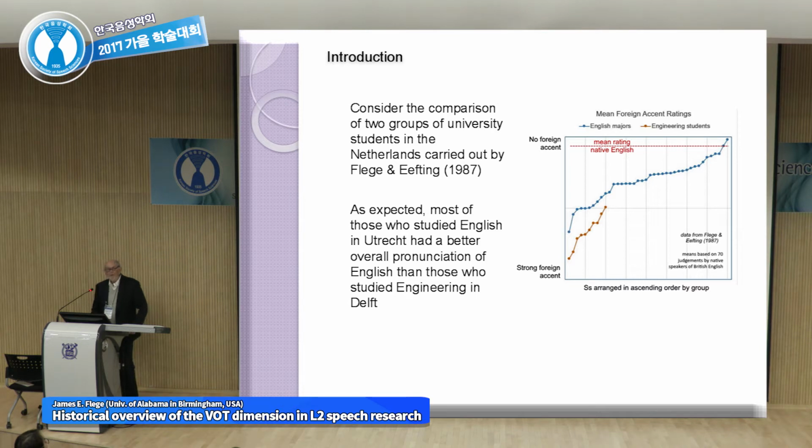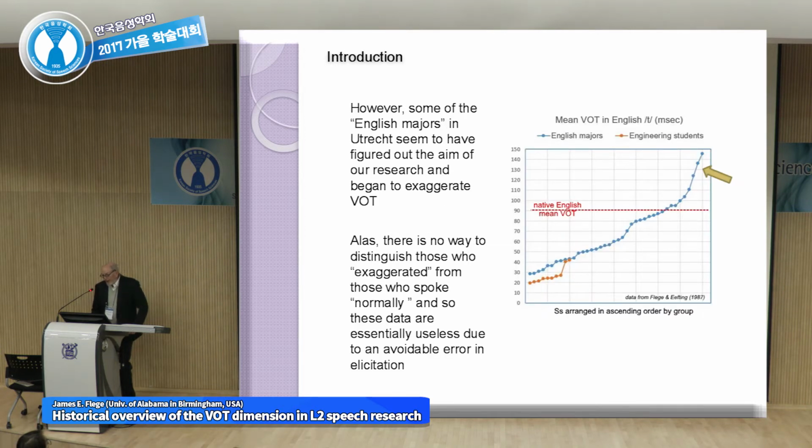We compared two groups of university students in the Netherlands in an '87 paper. You see here foreign accent ratings ordered in ascending order. As expected, most of the Dutch people who studied English at Utrecht had a better overall pronunciation of English than those who studied engineering at Delft. Here are the VOT values, again arranged in ascending order. The problem is that some of the English majors in Utrecht seem to have figured out the aim of our research and began to exaggerate VOT.